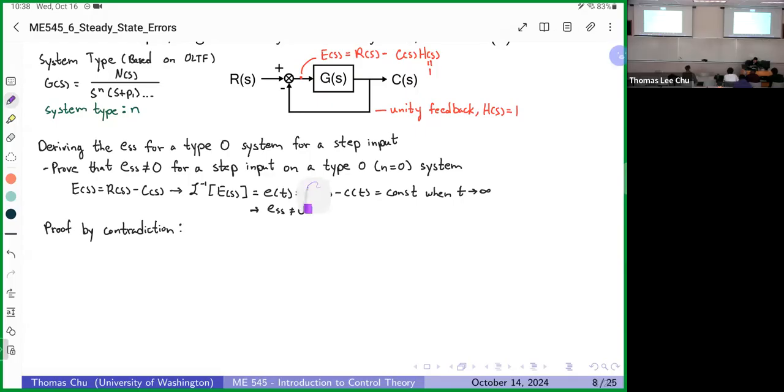So to do that, the contradicting statement here is saying that E of SS is equal to 0 at steady state. Another way of writing it is E at time equal to infinity is equal to R of infinity minus C of infinity. And that's equal to 0, which implies that R of infinity is equal to C of infinity. So that's our first statement.